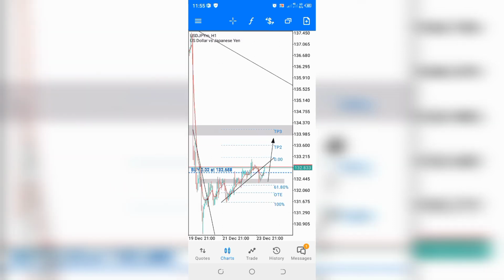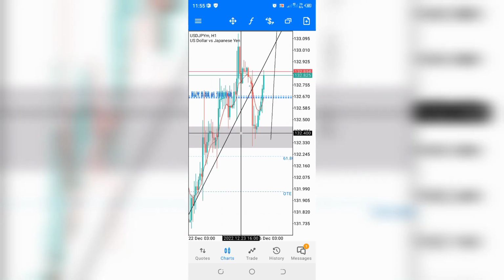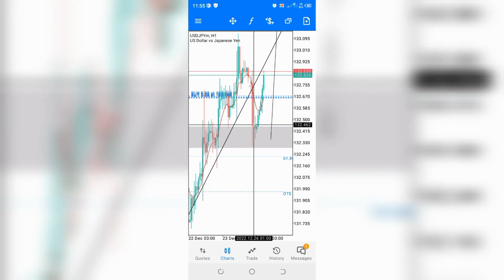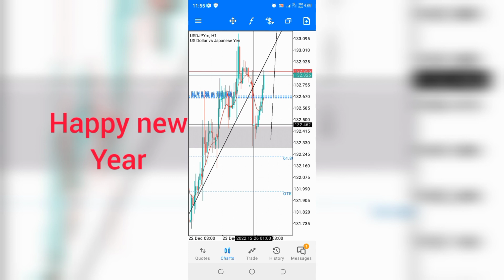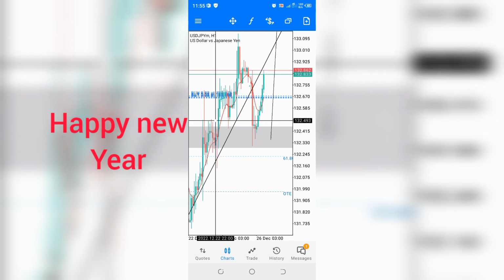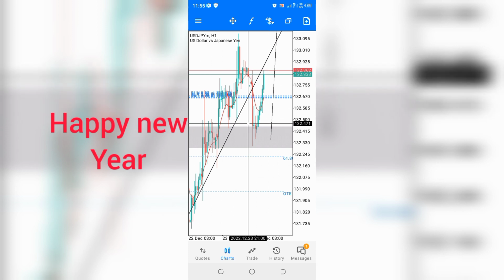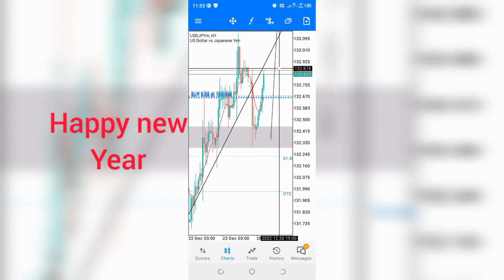And what do we look for in the retracement? For example, this retracement here. What do we look for in retracement? We look for fair value gaps and liquidity voids to be filled in order for us to take these trades here.